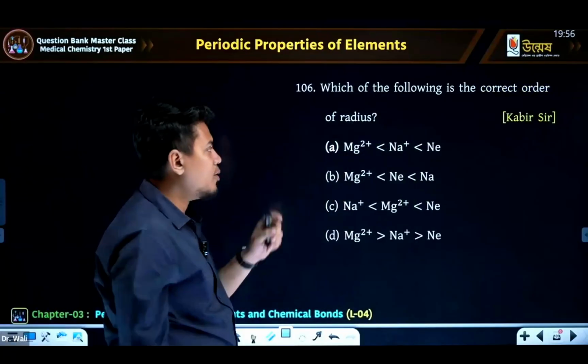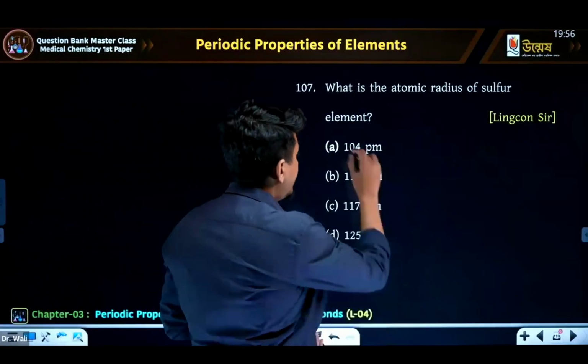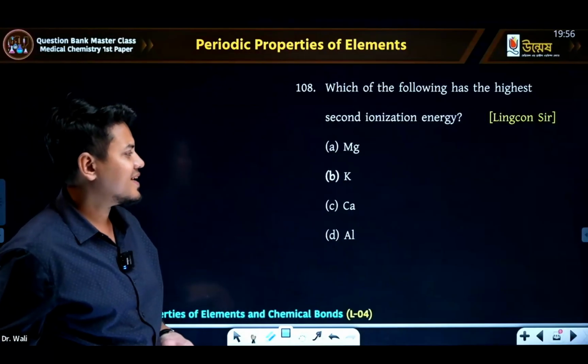Which of the following is the correct order of radius? The correct order of radius will be option A. Why? Because the smallest one got the higher charge in case of cation. What is the atomic radius of sulfur? Atomic radius of sulfur is 108 pm.